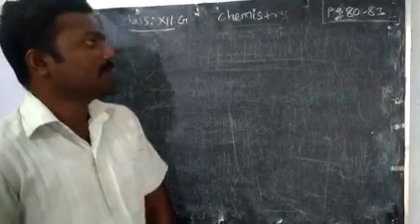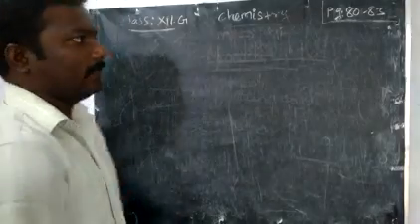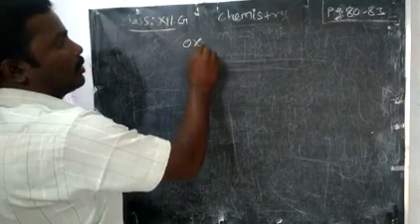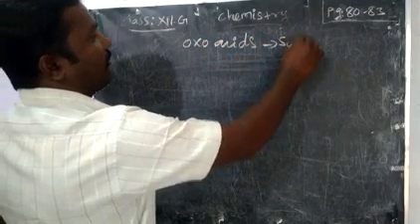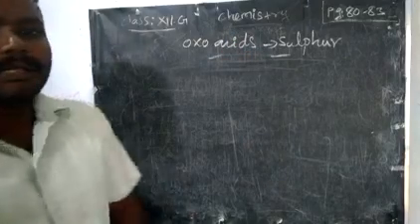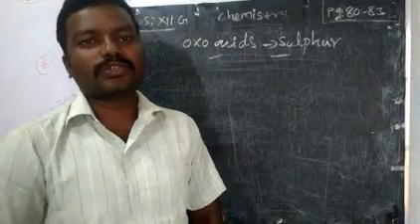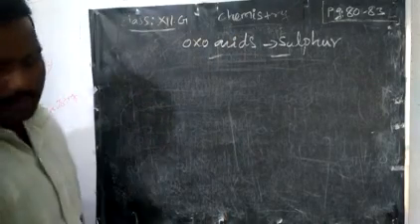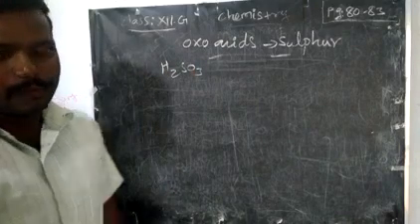Today we are going to start some structures of oxo acids of sulfur. What are the oxo acids we know about sulfur? H2SO3, sulfurous acid. What is the structure of this one?